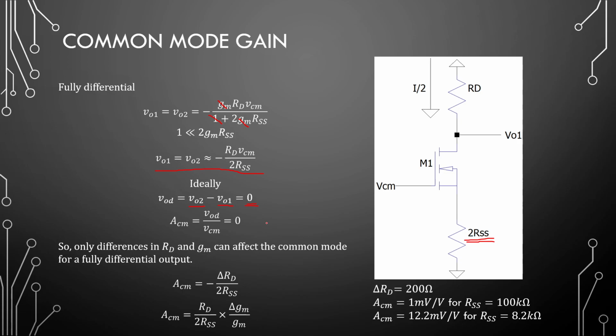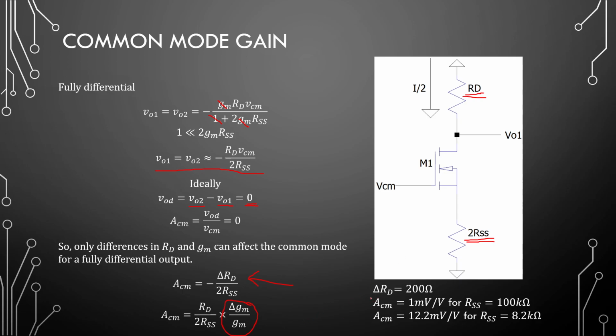So in perfect circumstances, the common mode gain for a differential amplifier or a fully differential amplifier will be equal to 0. Okay, this means the only thing that can affect your common mode gain is defects or differences in your drain resistors or differences in your transconductances for these amplifiers. So if you introduce a change in the drain resistor or a change in the transconductance, these equations will boil down to, for a difference in resistors, delta RD over 2 RSS, and for transconductance, the delta of the transconductance divided by the transconductance. So this is the percentage difference in essence multiplied by the ratio of these resistors.